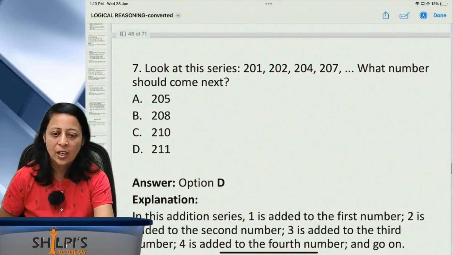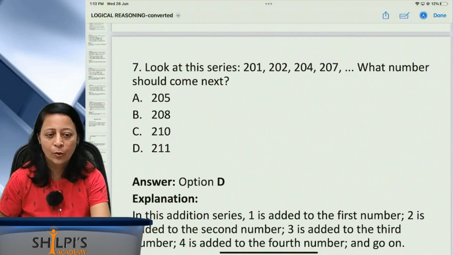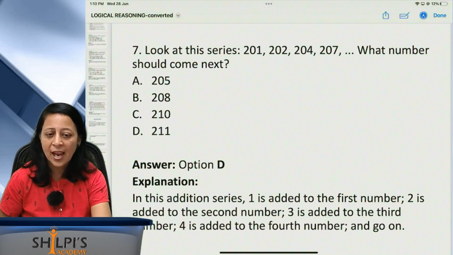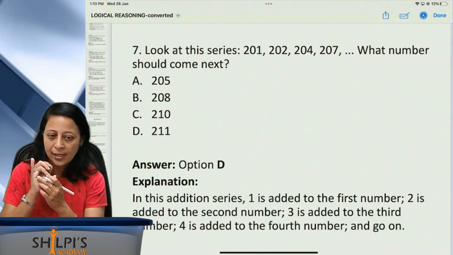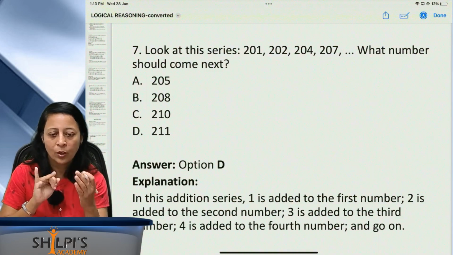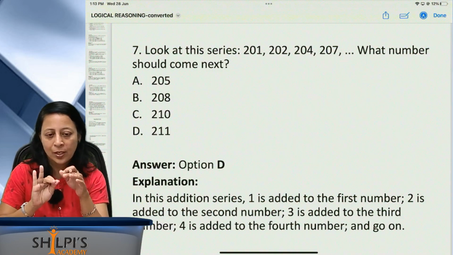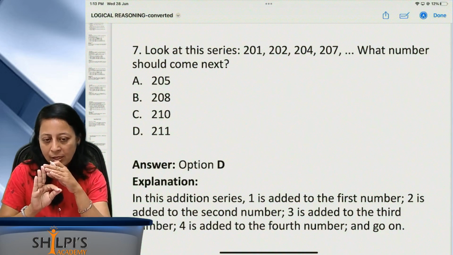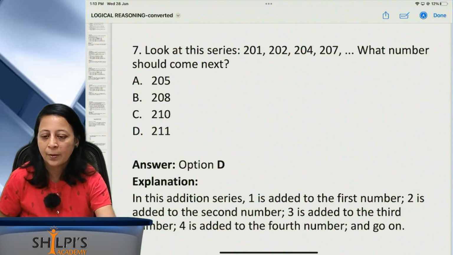Likewise, next one is 201, 202, 204, 207. What number should come next? In this addition series, 1 is added to the first number, 2 is added to the second number, 3 is added. So 201 and 202, you can see that 1 is added. 202, 204, 2 is added. 204, 207, 3 is added. So what number should be? With 4 addition, 207 plus 4 will be 211. So the answer will be D.